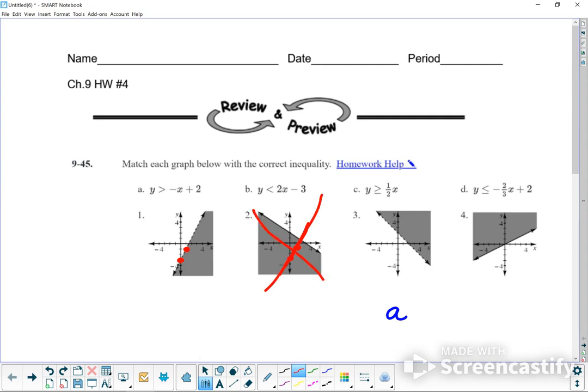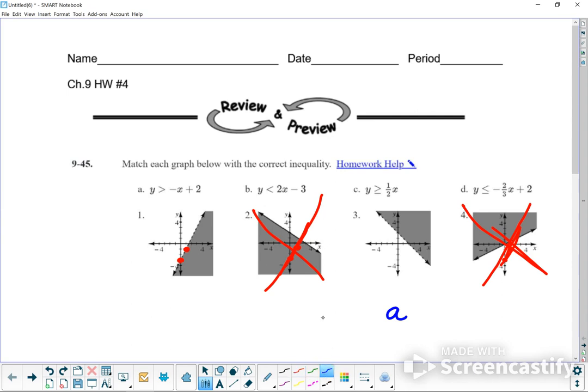3 isn't it. And 4 looks like it starts here and goes up 2 over 1, so that's not it either. So the only one that works is 1. So B should be 1. And I didn't even do any of the graphing with the inequality. I just graphed the line.